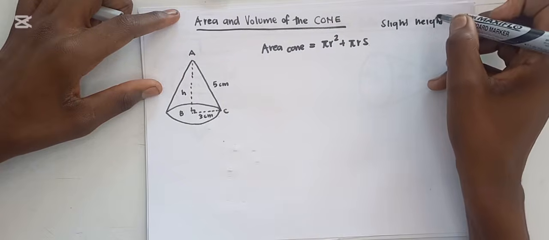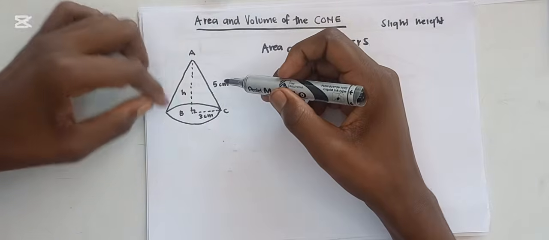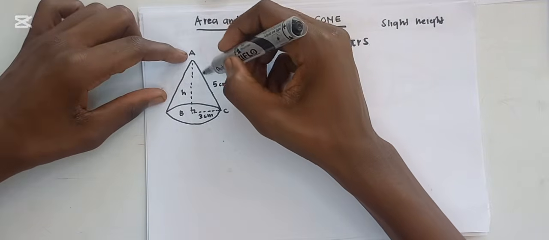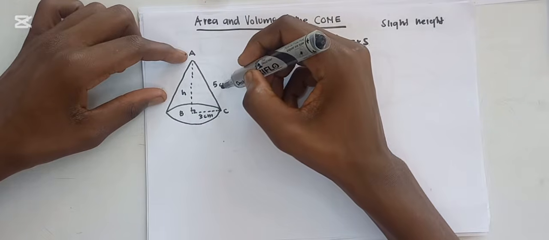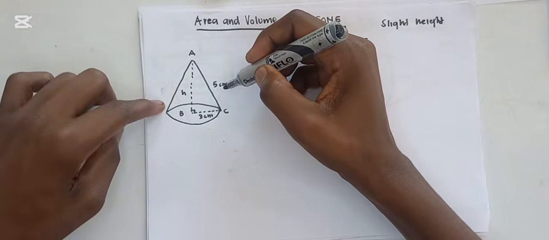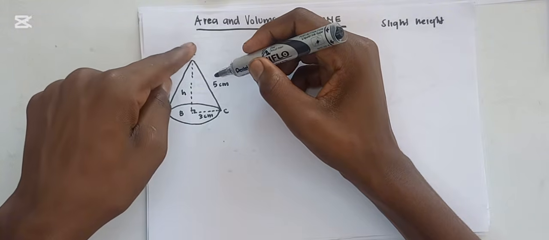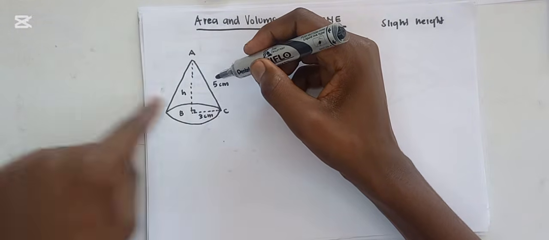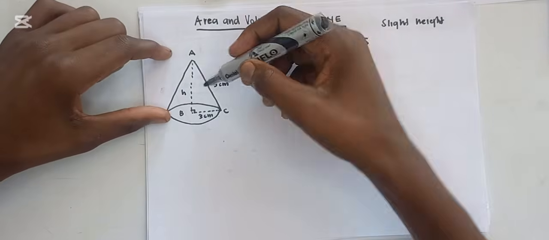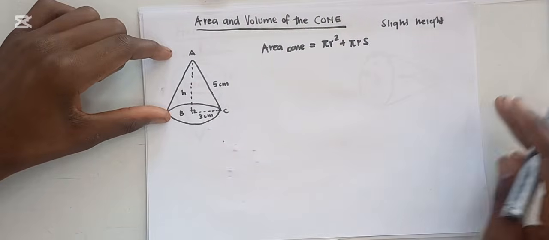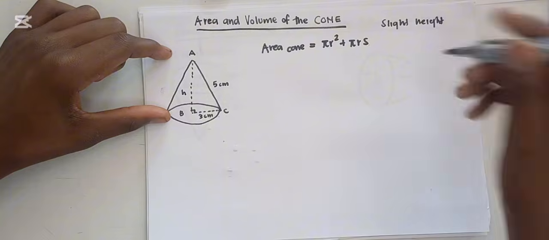The slant height is not the same as the perpendicular height. The slant height is the one that is on the side of a cone. For example, here it is 5 centimeters. This side, which is coming here, is the slant height, and the perpendicular height is the one that is perpendicular to the base of the circle. So the s here stands for the slant height.